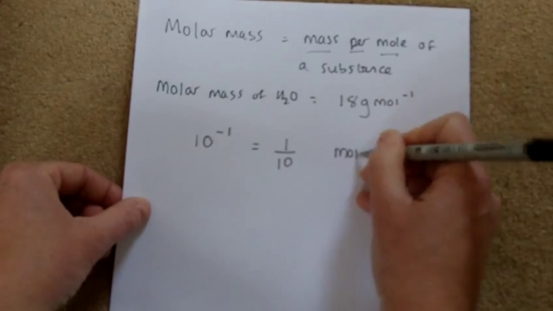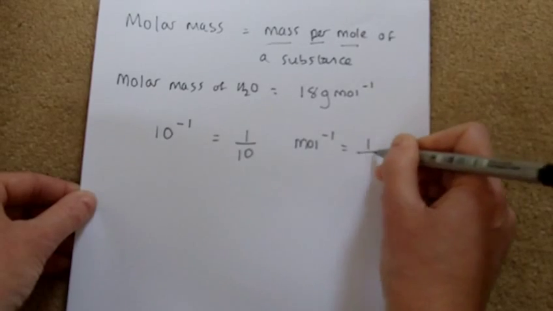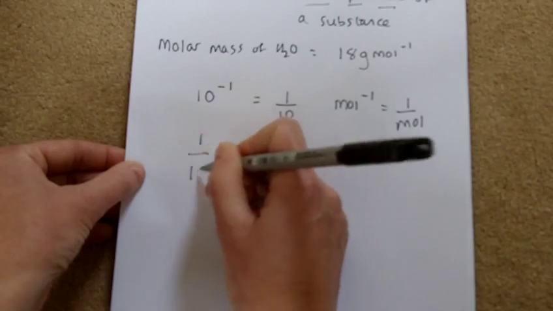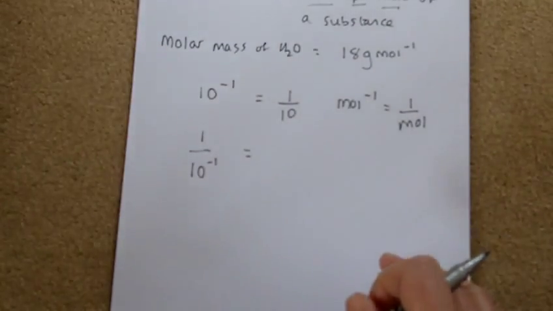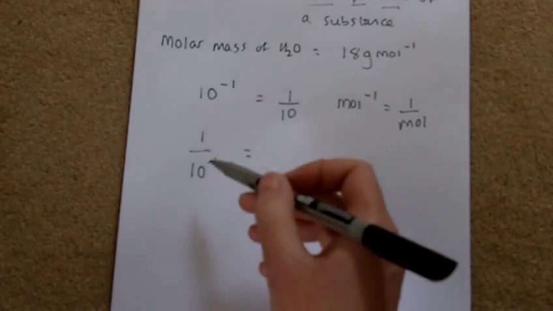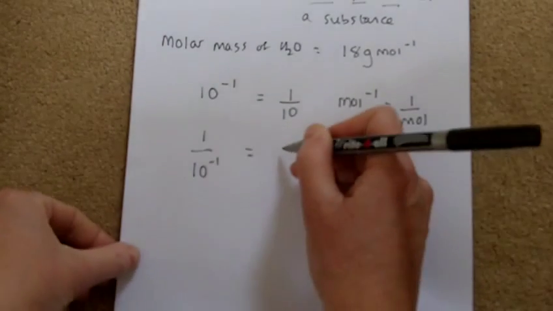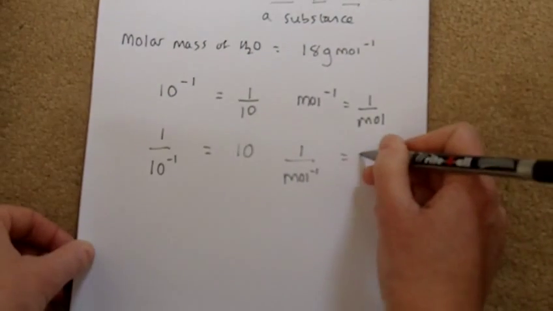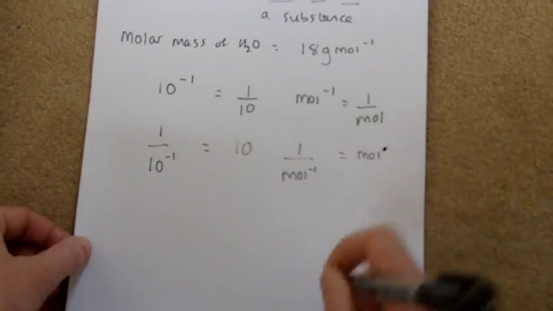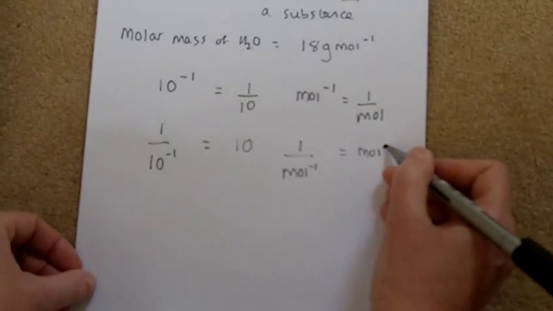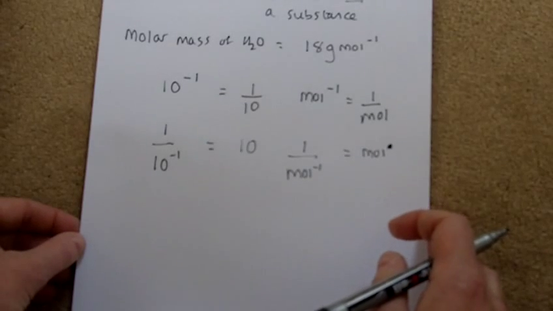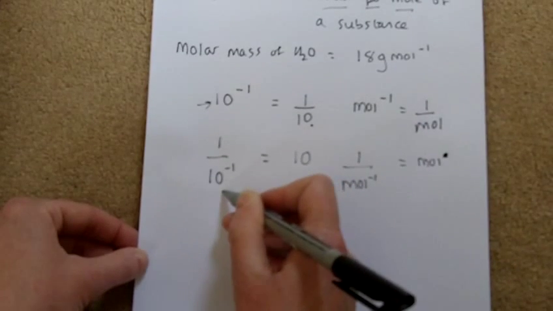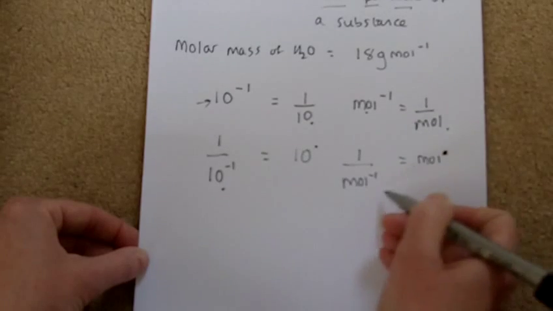So when we've got the term in chemistry mole to the -1, it means 1 over mole. If we have the term 1 over 10 to the -1 in maths, what does that actually work out as? Will you try that on your calculator? 1 over 10 to the -1 will actually come out as 10. And so similarly in chemistry, 1 over mole to the -1 will just come out as mole. So if it's on the top, it moves to the bottom. If it's at the bottom, it moves to the top.